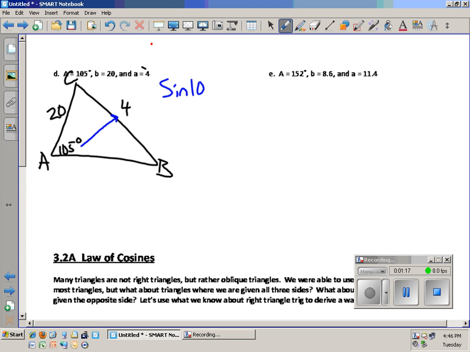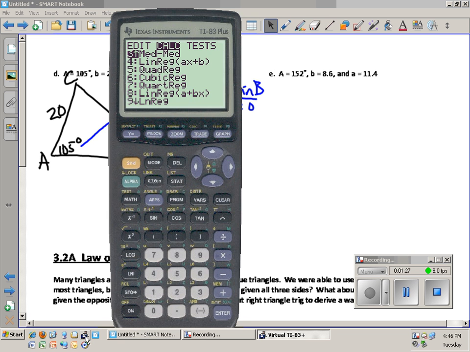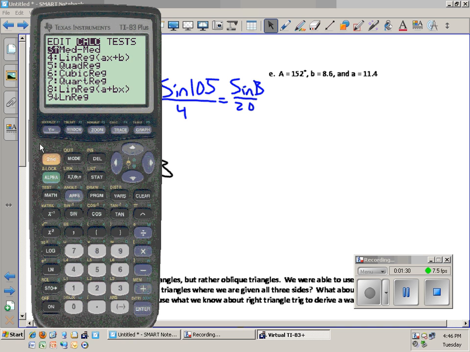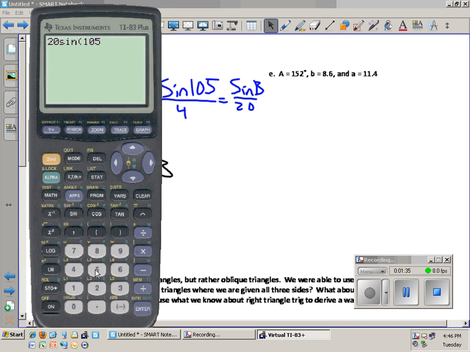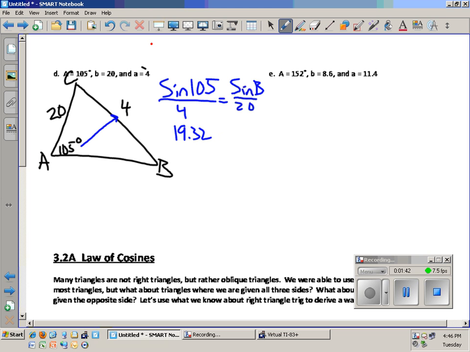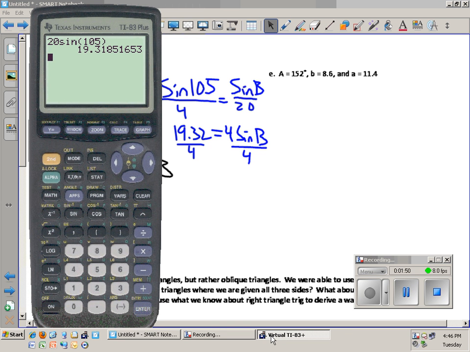The sine of 105 over 4 is equal to the sine of B over 20. Get on my calculator. 20 times the sine of 105 is 19.31, 19.32, equal to 4 sine of B. Divide both sides by 4. And you get 4.83.